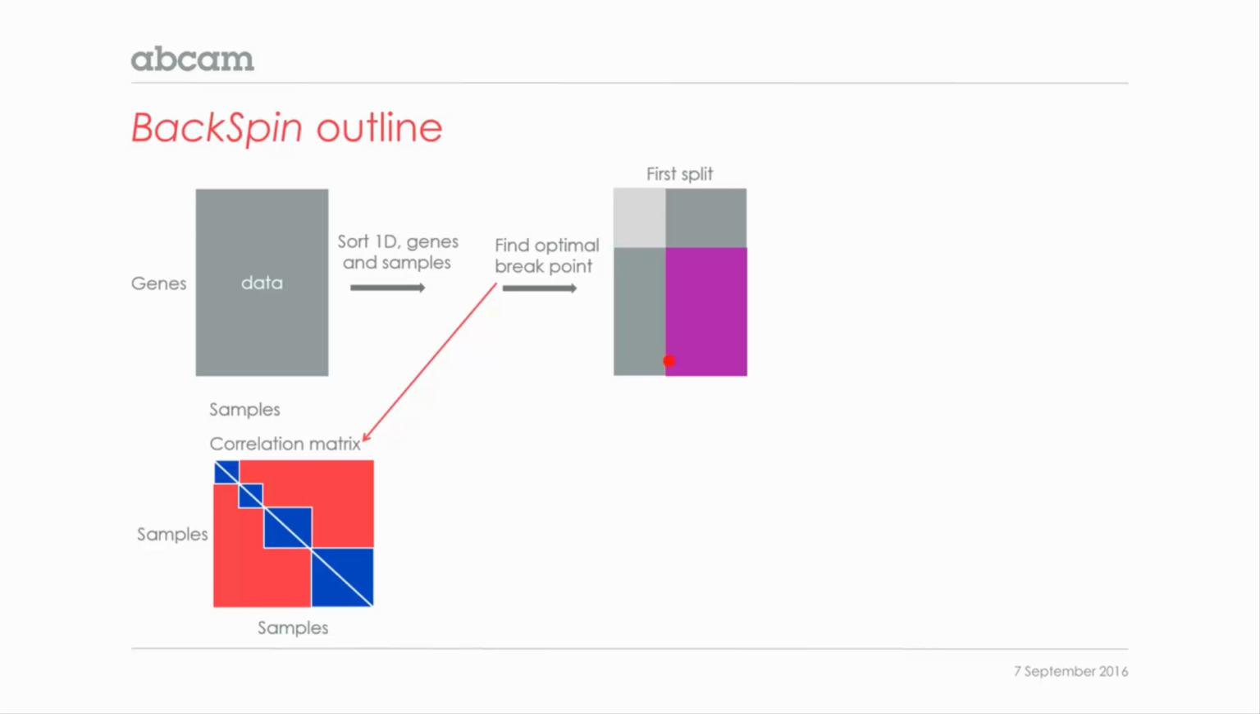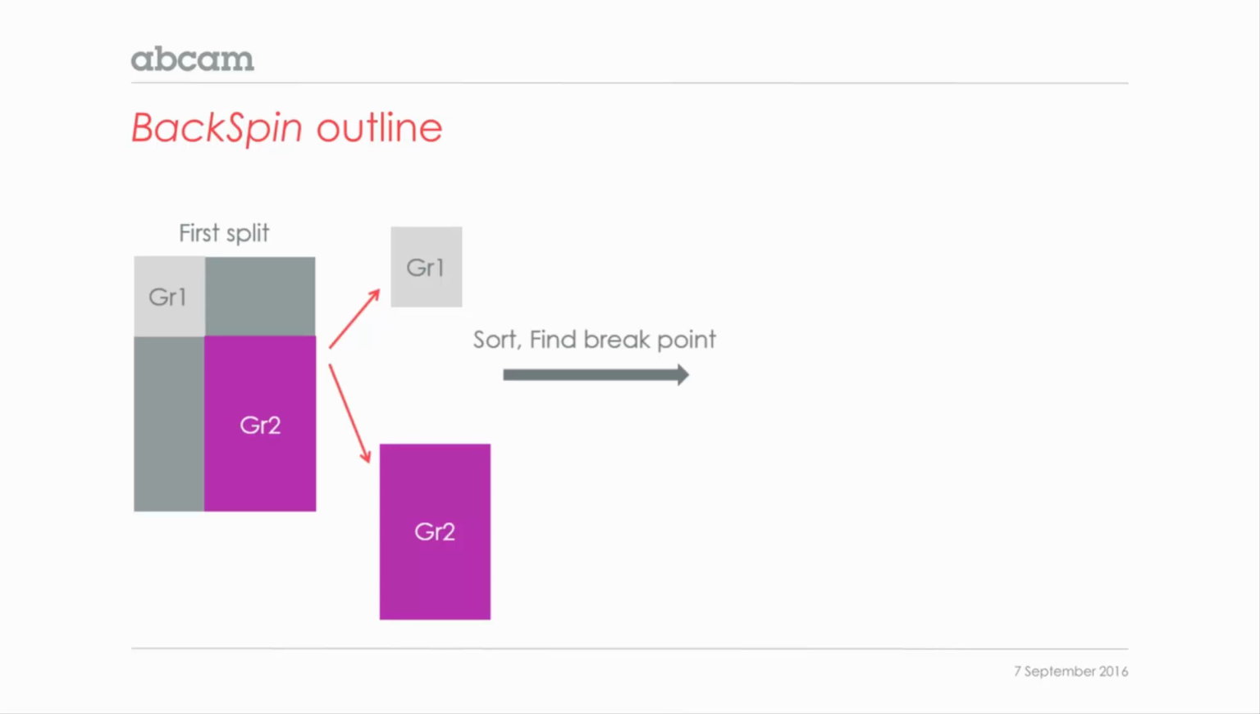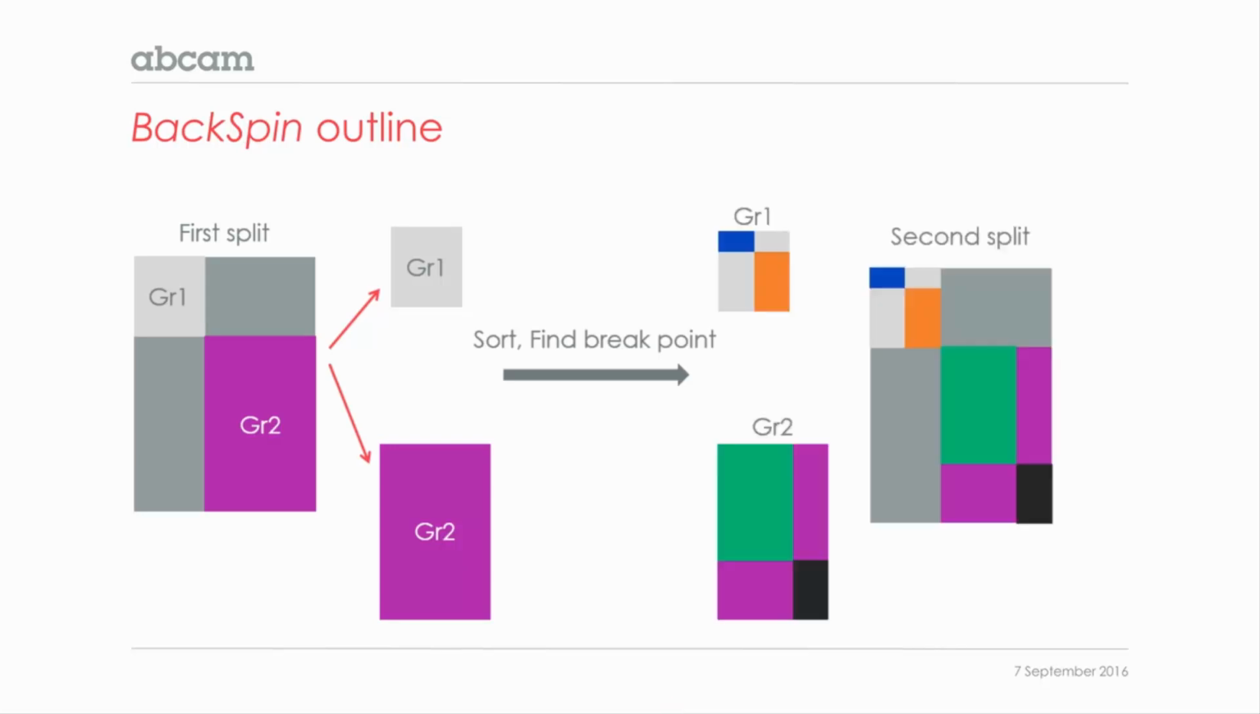And this is the basic step of the backspin algorithm. And now what we are going to do is just to repeat this. So after the first split, we get 2 chunks. We can take each one of them and repeat the same procedure again. So sort, find breakpoint, and split. Okay? And this is how it will look after the first split, and this is how it will look after the second split.